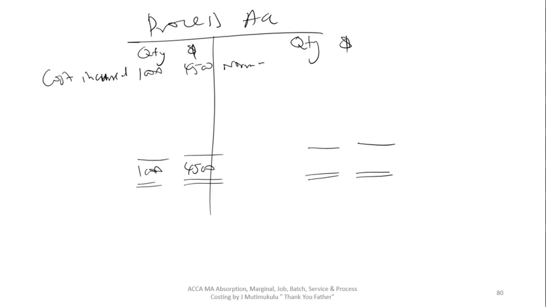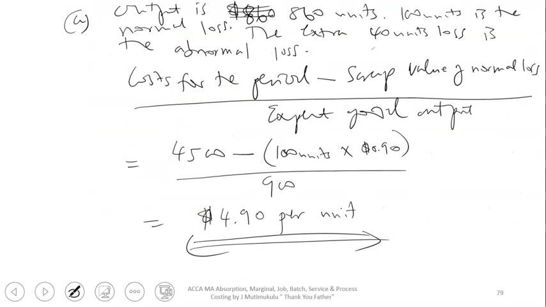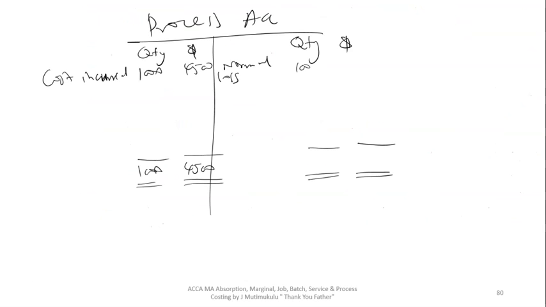So we start with the normal loss as usual. We know that the normal loss was 100 units, and these are valued at the recovery value of 90 cents, because the question says that the scrap value was 90 cents, as we have seen already. So we put the normal loss at 90 cents so that we are not confused. So we get our $90 there.